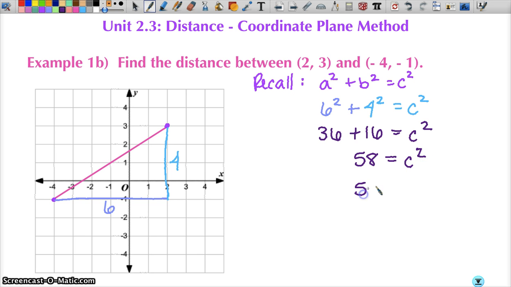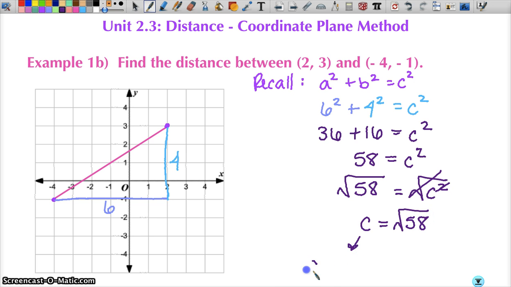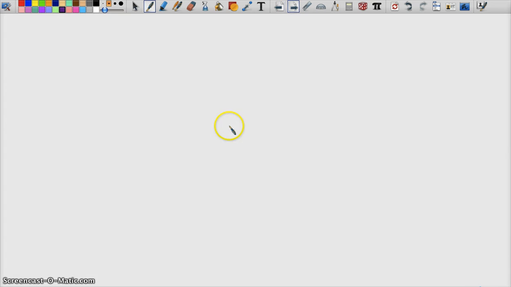But you need to get rid of that square by taking the square root of both sides to get c equals the square root of 58. And c in this case would still represent the distance. It's just a different letter to represent the distance. So you get exactly the same thing, but you only have to deal with this formula right here, which some people are more in tune with. It's easier to remember. So either one works. You can use either one.